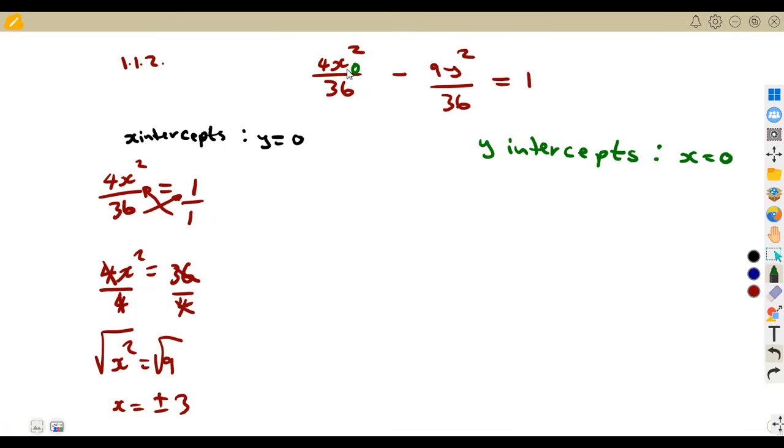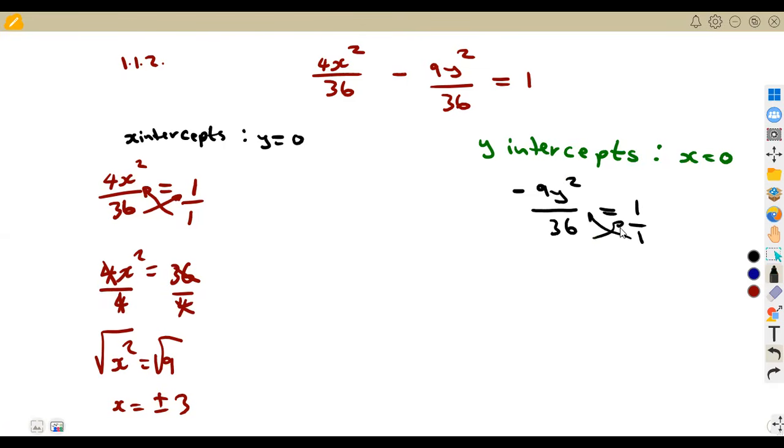That means this is going to be 0 squared, and so whatever we have there is going to be 0. So we are going to be left with these two. Take note of this negative. We are having a negative, so it's going to be minus 9y squared over 36, which is equal to 1, and this is 1 over 1.